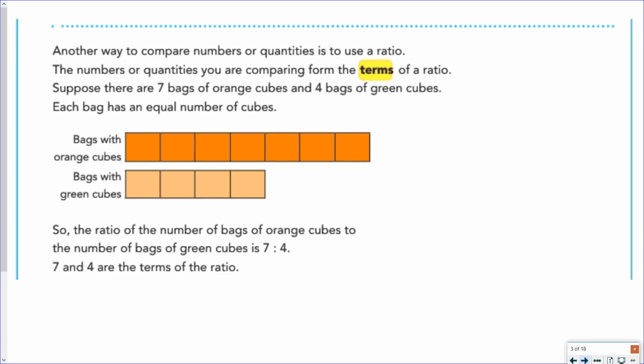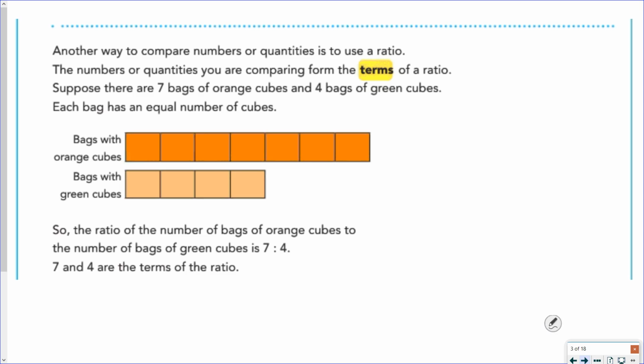Well, another way to compare is using a ratio. And when you use a ratio, you're just simply comparing. You're not saying one's larger than the other. You're not saying one is smaller than the other. You're just comparing how many of one you have with how many of another.